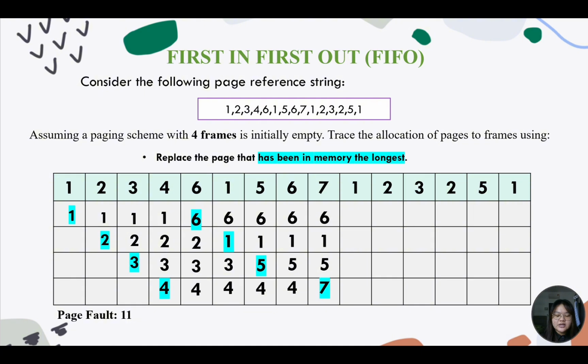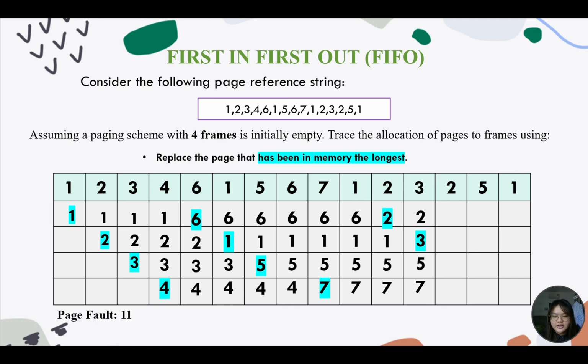Next, 1 is already in main memory, so we just keep the pages. Then next, the number 2 is not in main memory, so we see 6, 1, 5, 7. 6 is the oldest page, so we replace it with 2 and it becomes 2, 1, 5, 7. Next, the number 3 is not in main memory, so we see 2, 1, 5, 7. 1 is the oldest page, so we replace it with 3 and it becomes 2, 3, 5, 7.